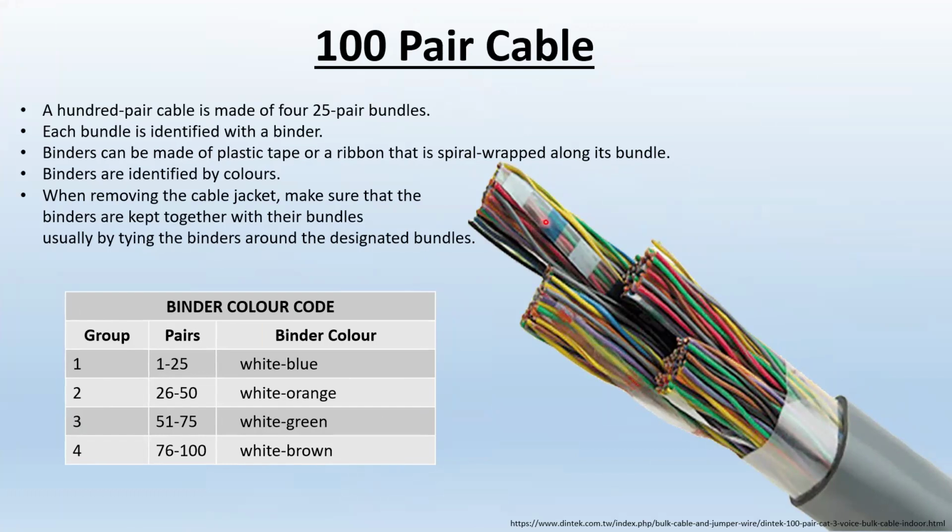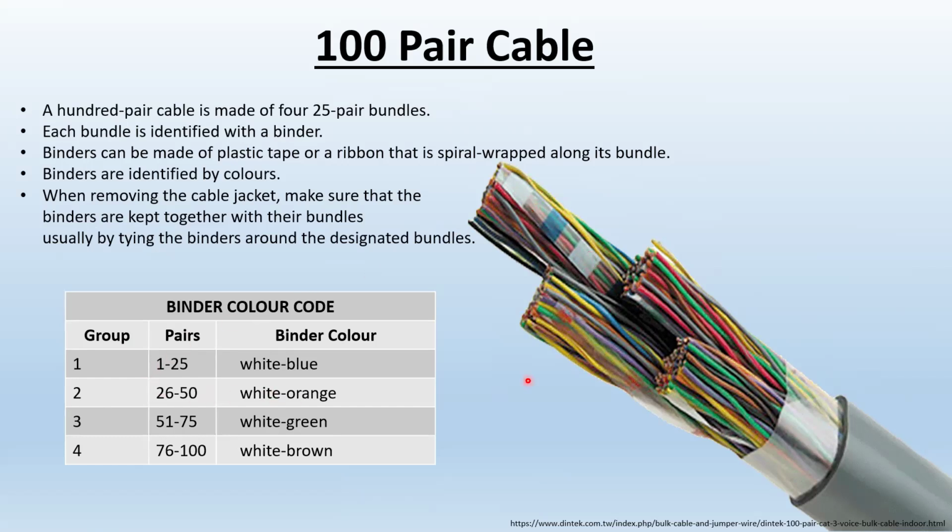But the 4 25-pair cables are the same. They have the same colors, same color codes. So how do we distinguish one bundle from another? By using the ribbons. Look, here is a wraparound ribbon, almost like a tape, but sometimes it's just a string of that color. Here's the blue, so that would be the first 25 pair.